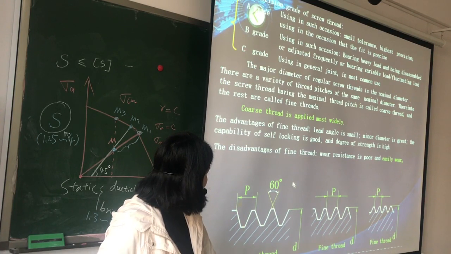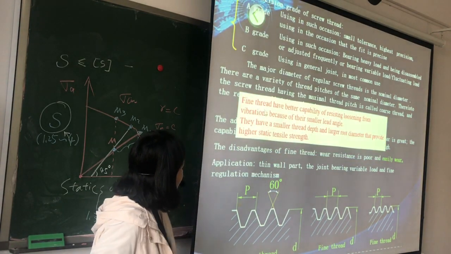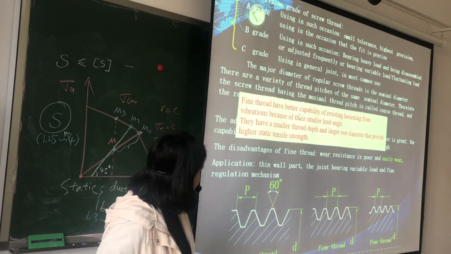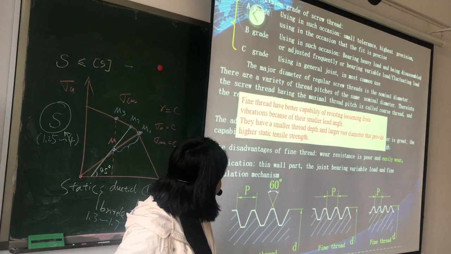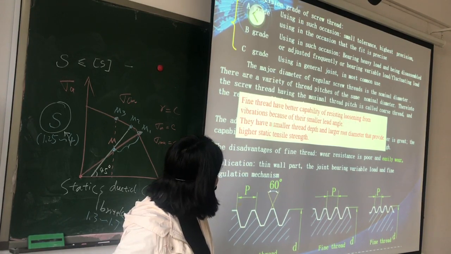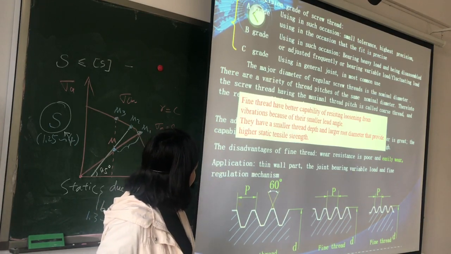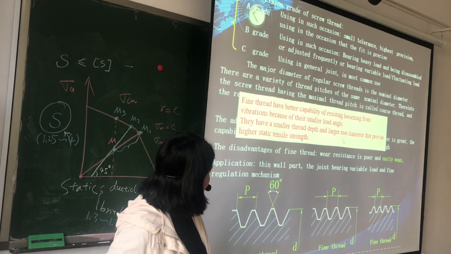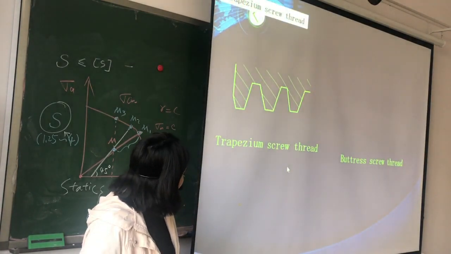And fine thread has a better capability of resisting loosening from vibrations because of the smaller lead angle. So they have a smaller depth and large root diameter that provide higher static tensile stress.